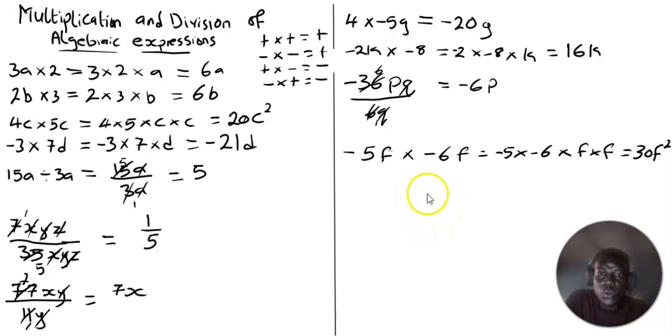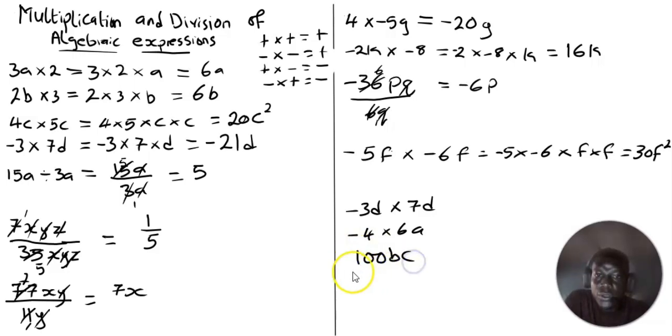Okay, so this is the last one you can go home with. You have minus 3d times 7d. That's one. You can also try minus 4 times 6a. Then you can try this: 100bc divided by 5b. So try this and drop your answer in the comment section.